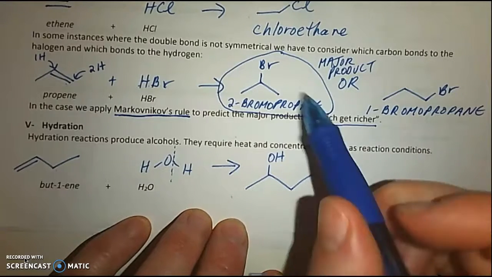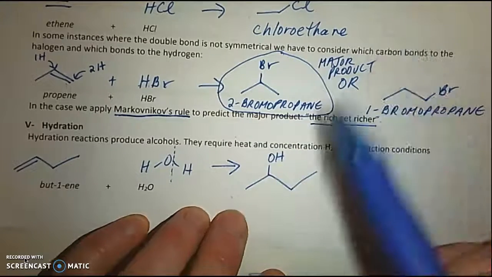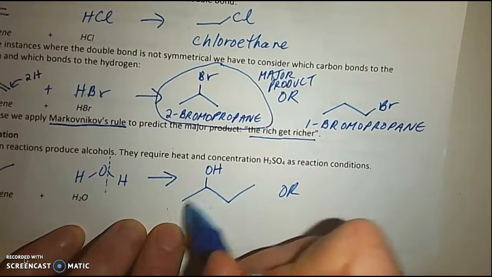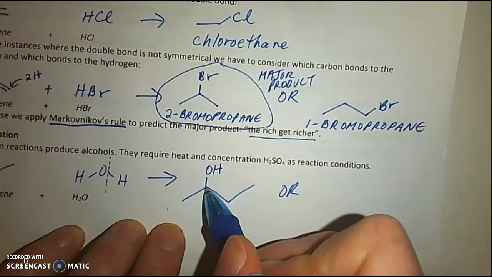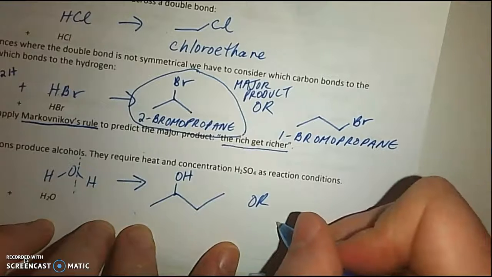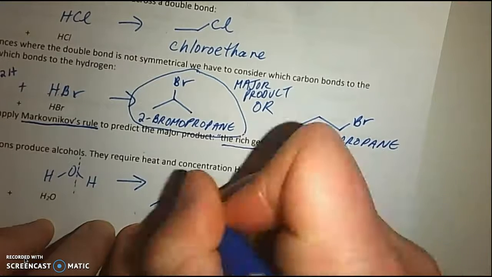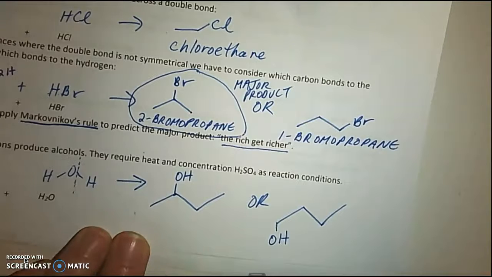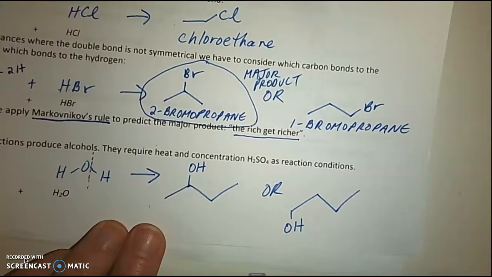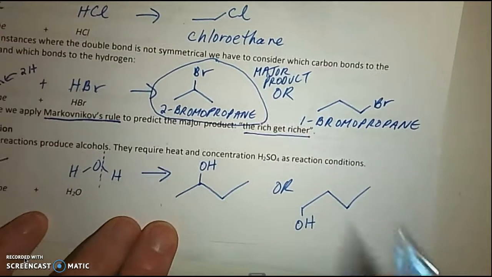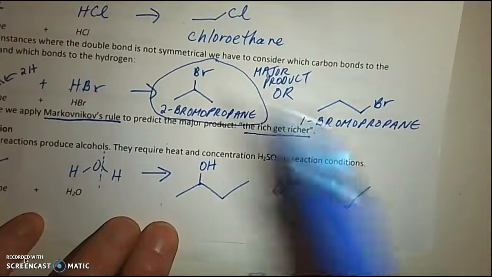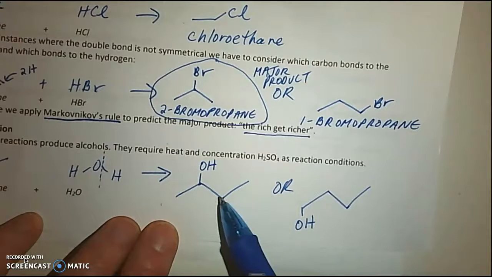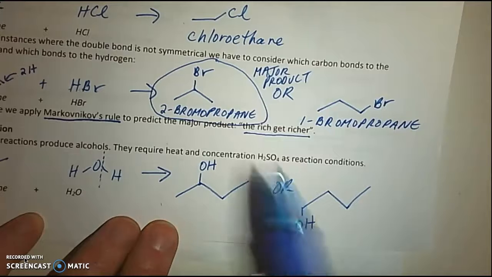Now, you'll notice, just like with my previous example, there are actually 2 isomers possible. My OH could add to this carbon in the middle of the chain, carbon 2, or I could have put my hydrogen on that carbon, which means that my OH, or my hydroxyl group, would have gone to the first carbon. And I can once again follow Markovnikov's rule to predict which one is going to be the major product.